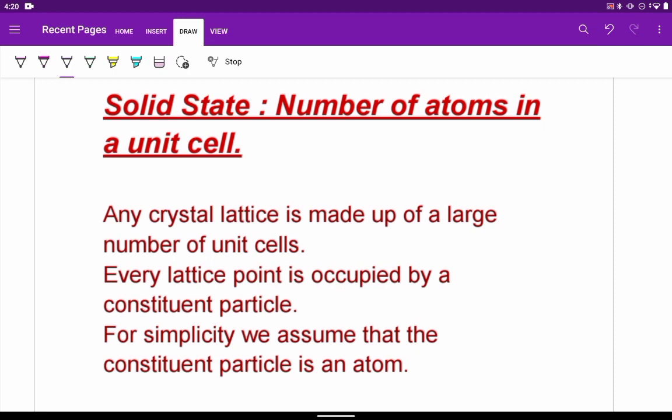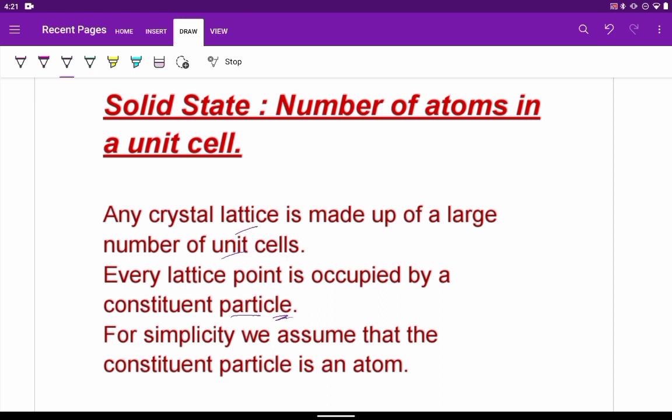Today we will deal with the topic solid state, number of atoms in a unit cell. As we all know and we have seen, any crystal lattice is made up of a large number of unit cells. So in every crystal lattice there will be many unit cells and every lattice point is occupied by a constituent particle. That is, at every lattice point there will be a constituent particle. That particle may be an atom or molecule or ion. This we have seen in the previous videos.